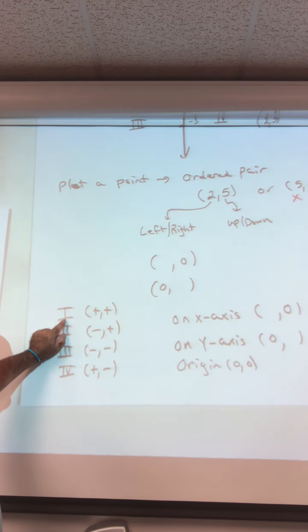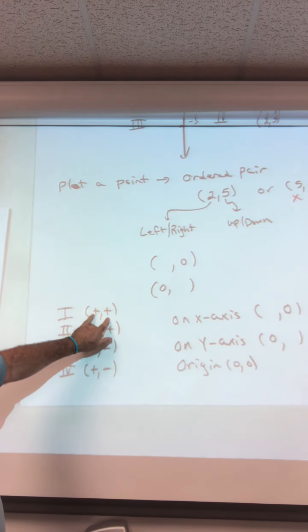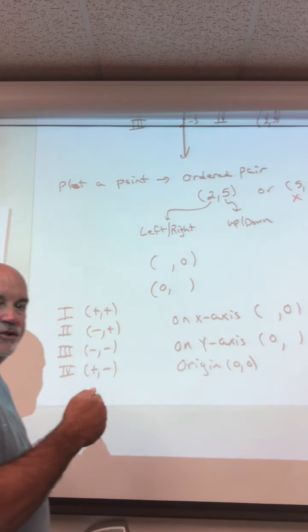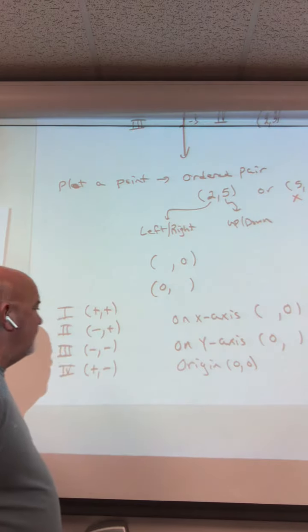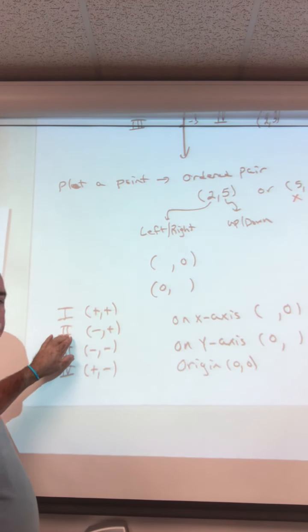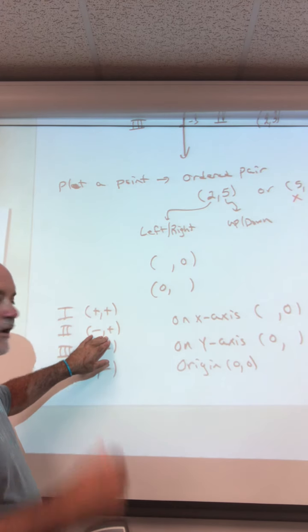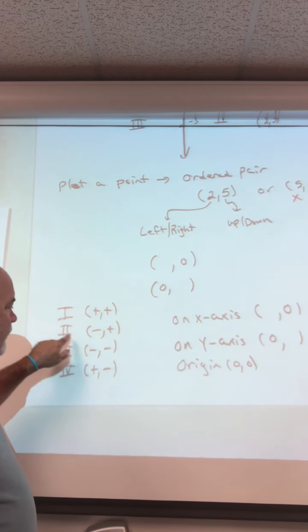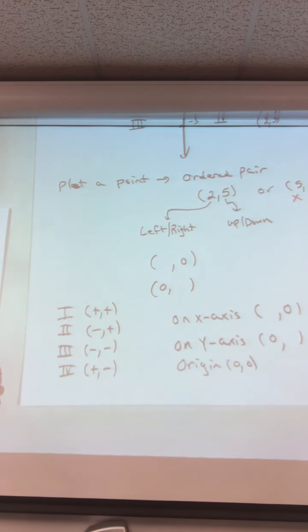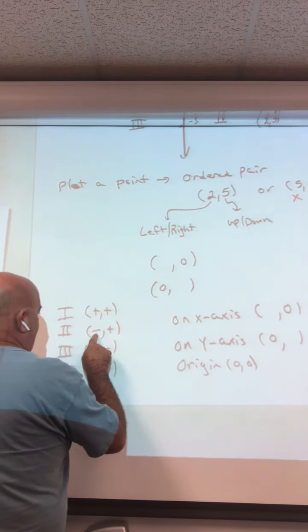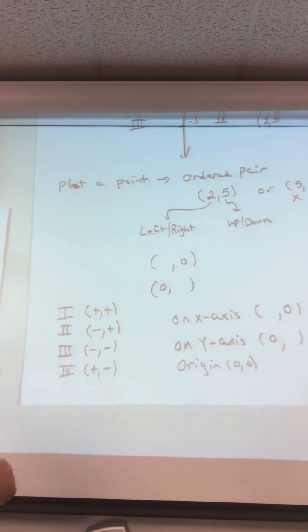Every point that's located in quadrant 1, the first number's positive and the second number's positive because you move to the right and then up. Now, what if I'm in quadrant 2? How do you get in quadrant 2? You go to the left and then up. So every point that's located in quadrant 2, the first number will be negative, the second number will be positive.